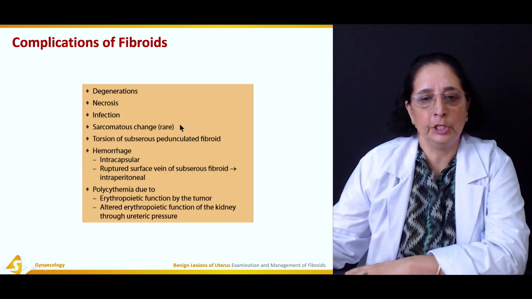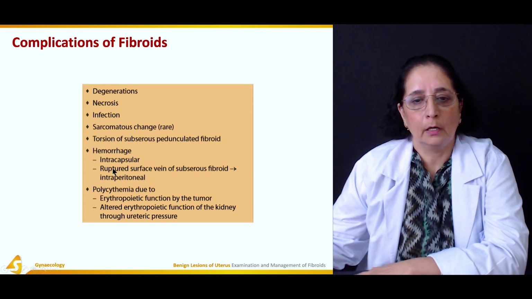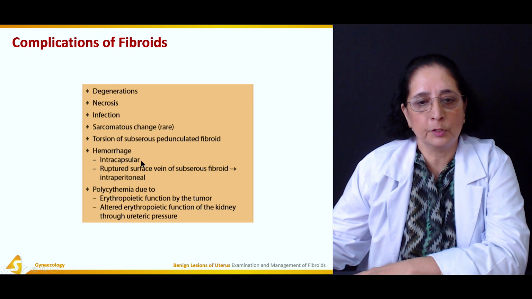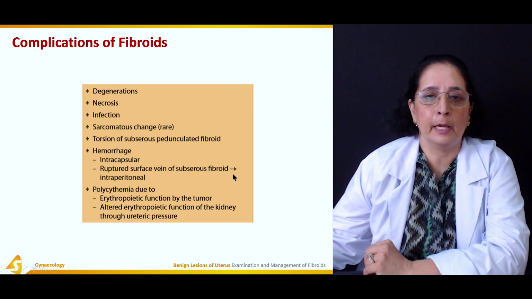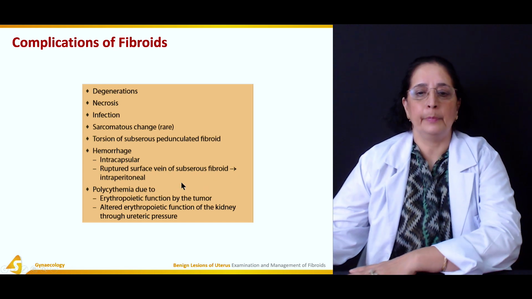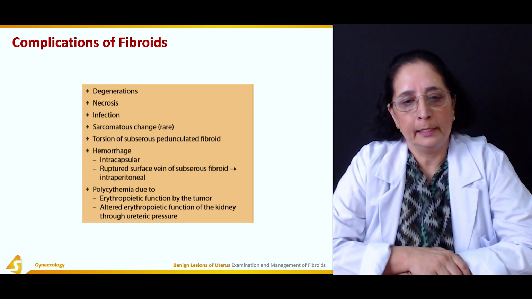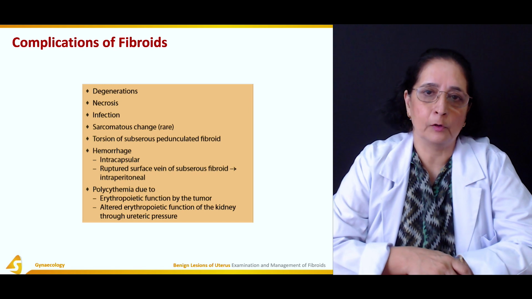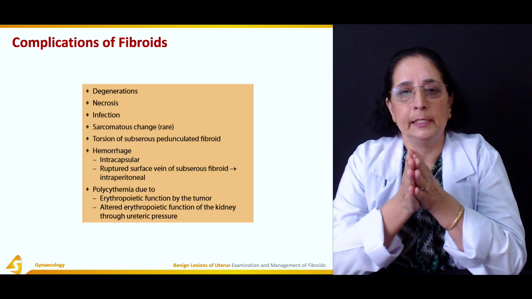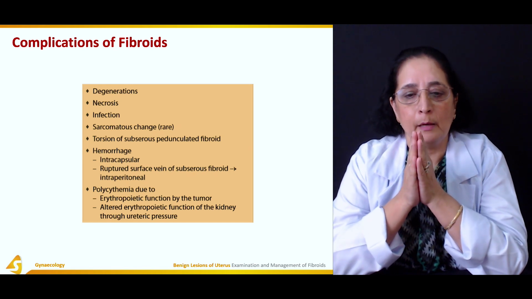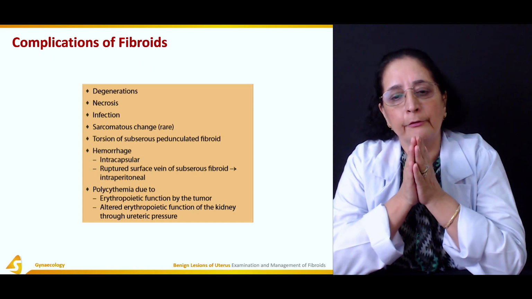Then another complication is hemorrhage. Hemorrhage is blood flow, or it can be intracapsular blood flow, or it can be a ruptured vein of a subserous fibroid, which can lead to intraperitoneal hemorrhage or bleeding into the peritoneum. And then polycythemia is another complication of fibroids. What's polycythemia? Polycythemia is an increased number of red blood cells, increased production of red blood cells.